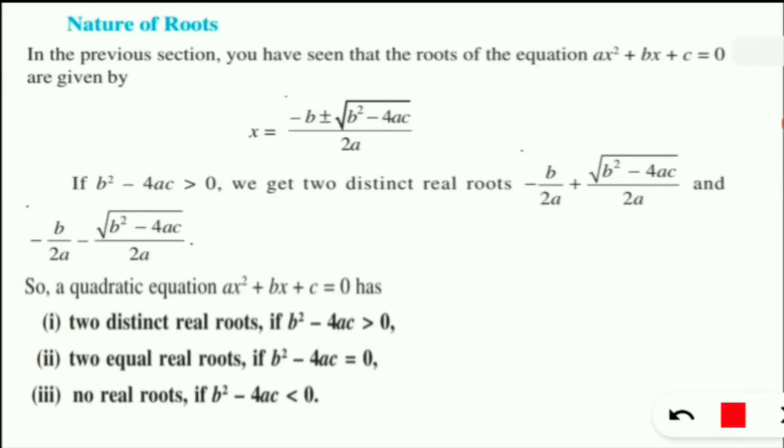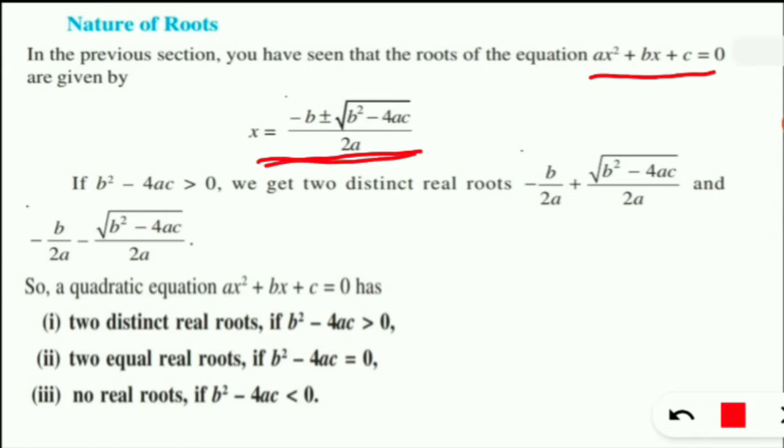Now we can find the roots of the quadratic equation ax square plus bx plus c equals 0 by the quadratic formula. This is the quadratic formula. So x equals minus b plus minus under root of b square minus 4ac divided by twice a.